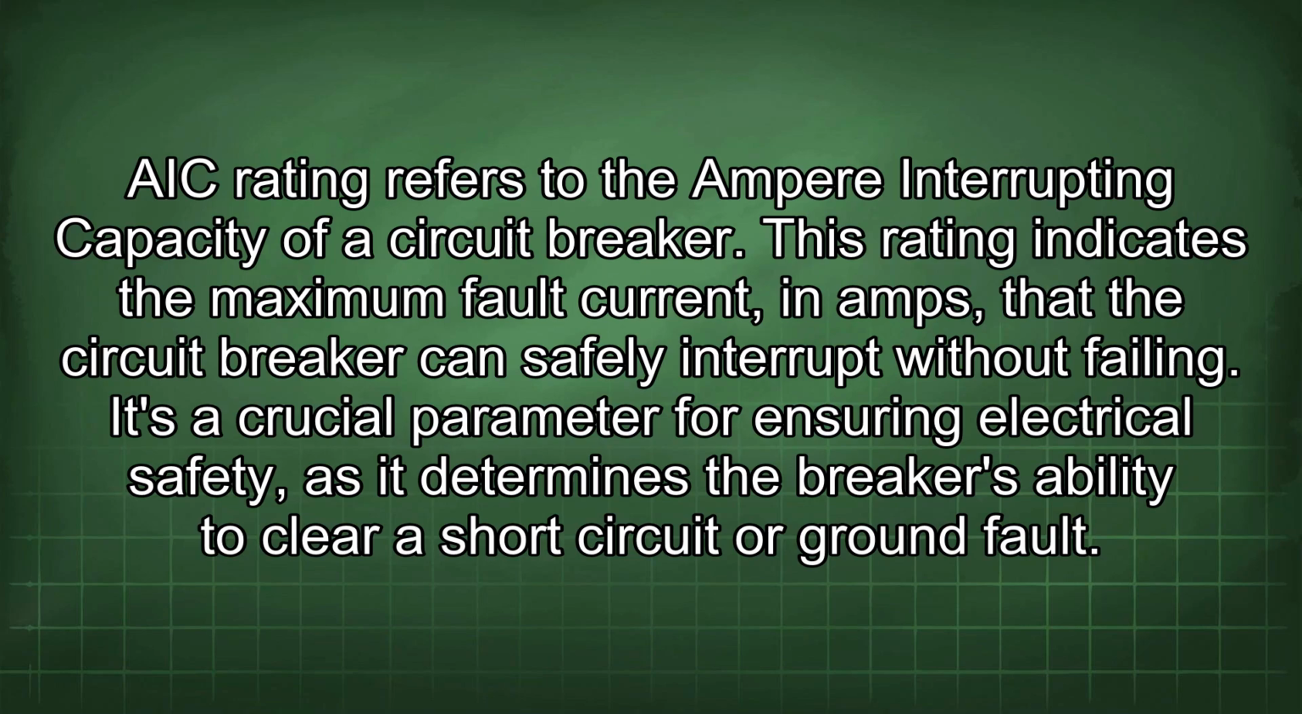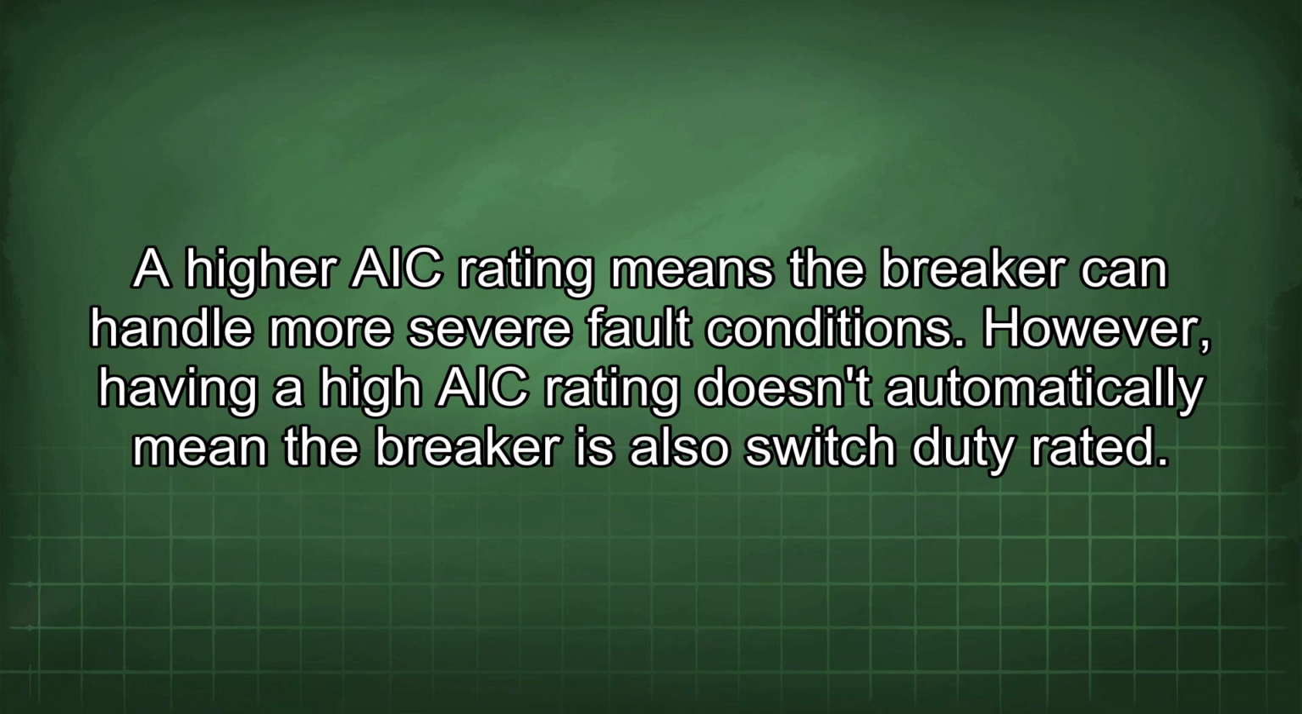AIC rating refers to the ampere interrupting capacity of a circuit breaker. This rating indicates the maximum fault current, in amps, that the circuit breaker can safely interrupt without failing. It's a crucial parameter for ensuring electrical safety, as it determines the breaker's ability to clear a short circuit or ground fault. A higher AIC rating means the breaker can handle more severe fault conditions.